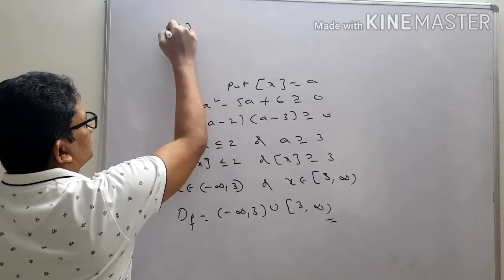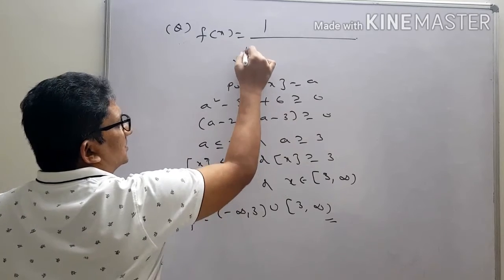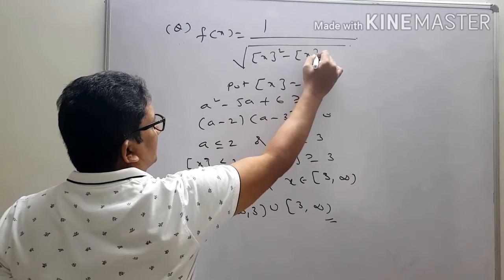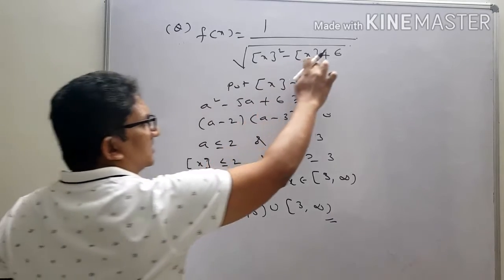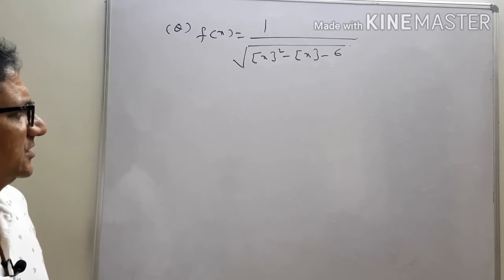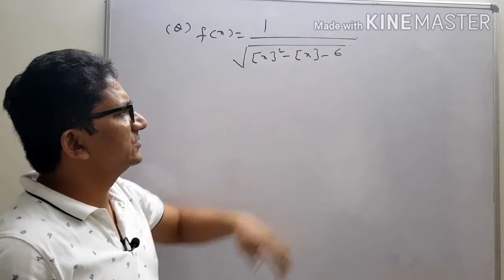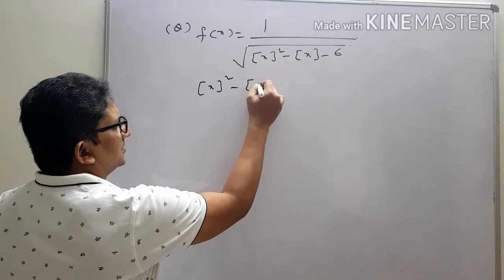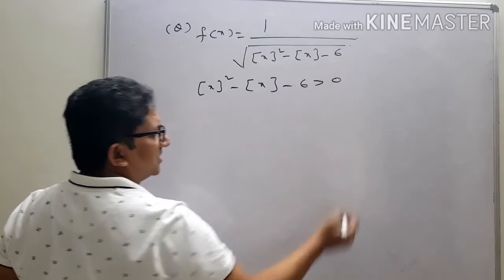Next question, find the domain of f of x equals 1 divided by square root of [x] square minus [x] plus 6. No, minus 6 it is. Yes. Okay, those who are still struggling, just check it out. So f of x equals 1 by square root of a function. So 1 divided by square root of a function is valid only if [x] square minus [x] minus 6 is strictly greater than 0.